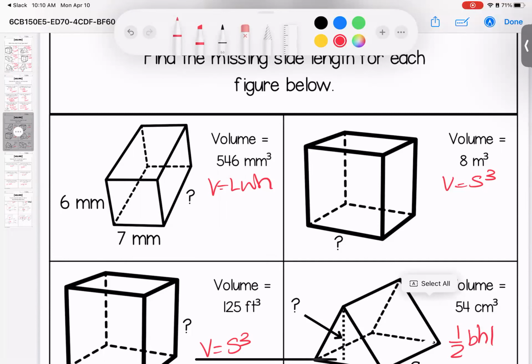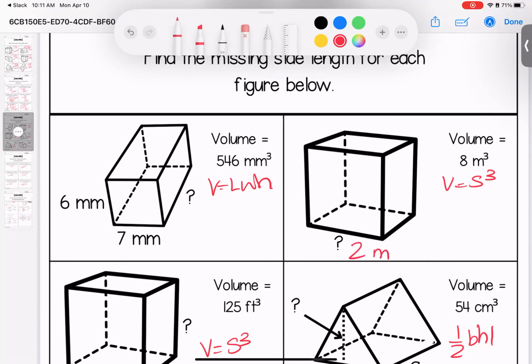So if I want a number as small as 8 as my final answer and I multiply it by itself, I would start with 3. 3 times 3 is 9. 9 times 3 is 27. Way too big. Take it back to 2. 2 times 2 is 4. 4 times 2 is 8. Missing side is 2 meters.